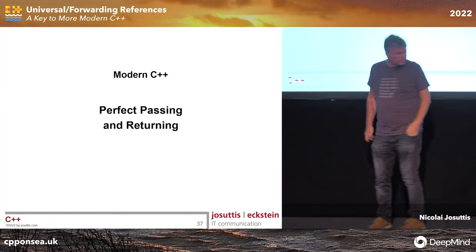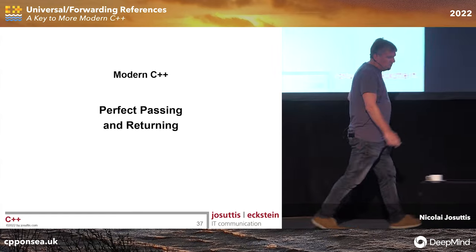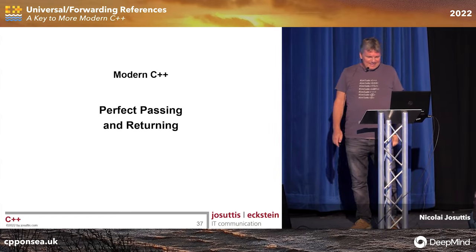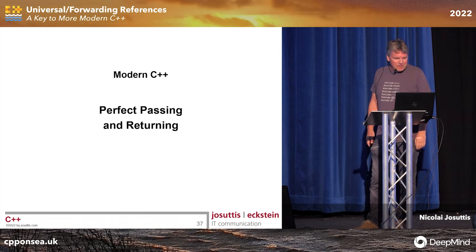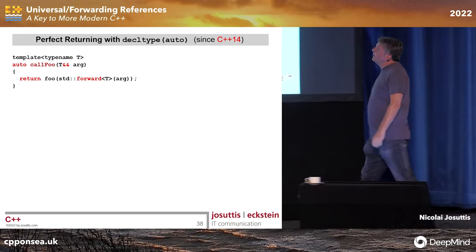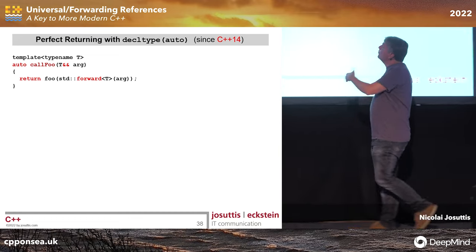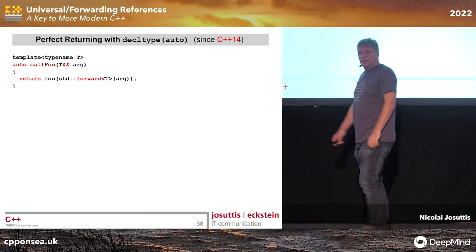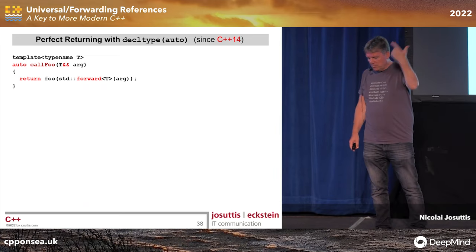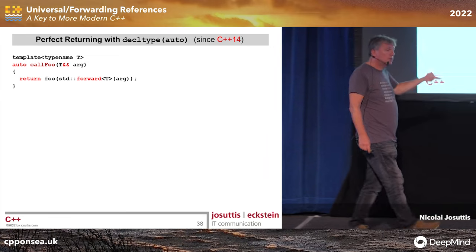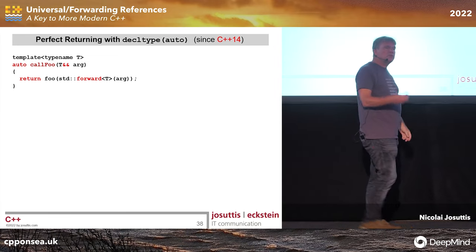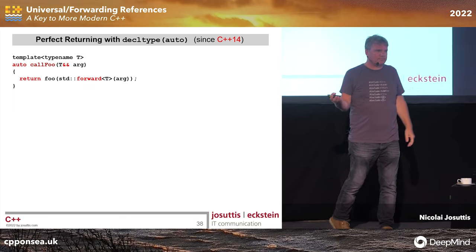Good. That's universal references, the basics of universal references. So let's talk about some details. We have learned how to forward something perfectly: template parameter, two ampersands, forward. Universal or forwarding references. How do you return something perfectly?